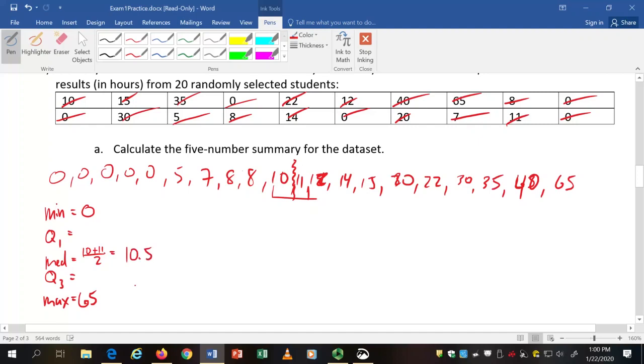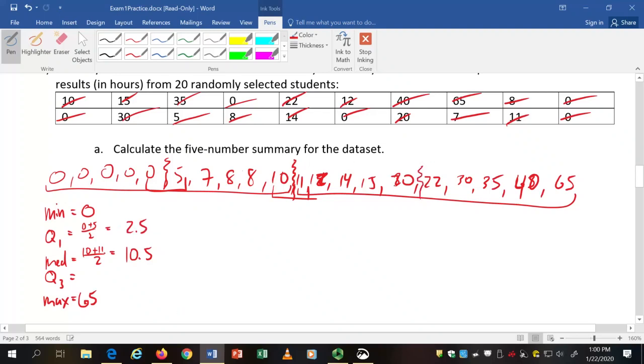Same thing happens when you split this data set into the lower half and the upper half. The lower half has 10 observations. So to get the lower quartile, you go 1, 2, 3, 4, 5, and split that in half. But again, there is no true median of the lower half, so you have to average those. It comes out to be 2.5. And then same upstairs, 1, 2, 3, 4, 5. There's no true median, so you have to average 20 and 22, and that gets you 21. Okay, so these are the 5 numbers of the 5-number summary.